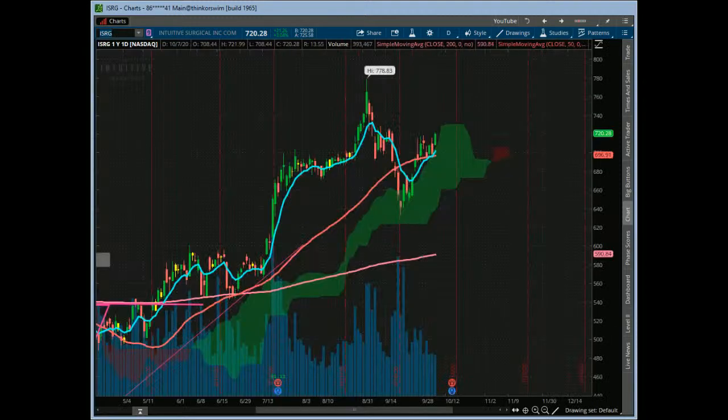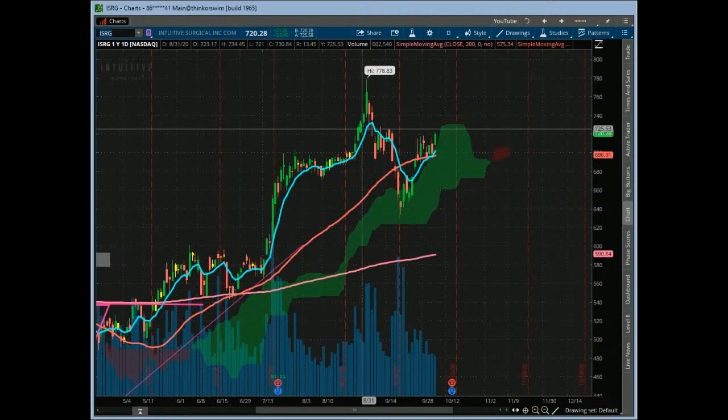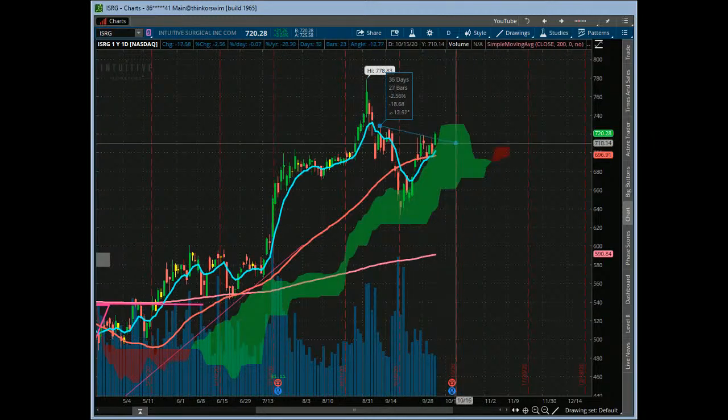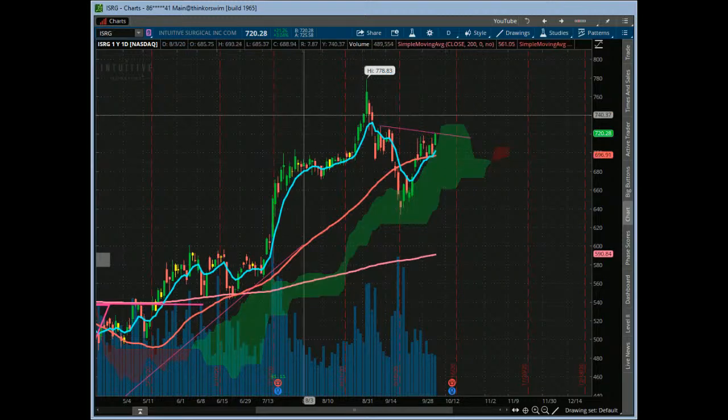And then ISRG, Intuitive Surgical. So decent candle on that one today. Low volume, just a little bit of caution there. But it does look like it's working on an inverse head and shoulders type pattern right here, right? So just kind of keep an eye on these geometric lines, see if it breaks out here with some volume. We really want to see some volume on that. So I like how it's riding up the cloud though. So cool stuff there. Good stuff.